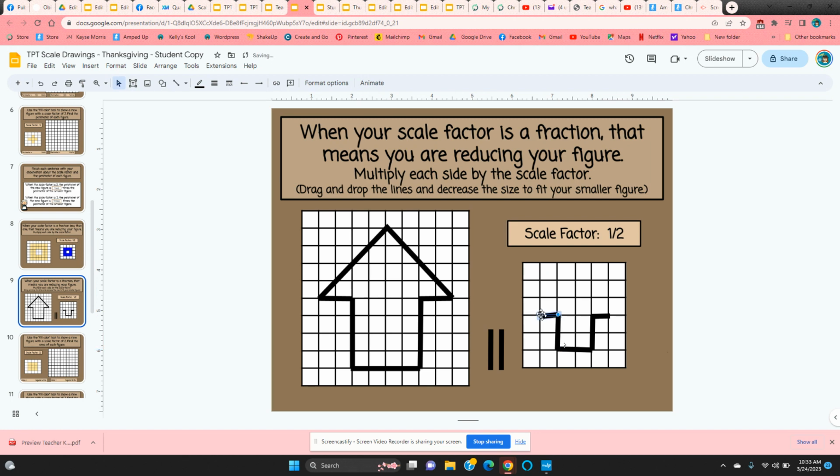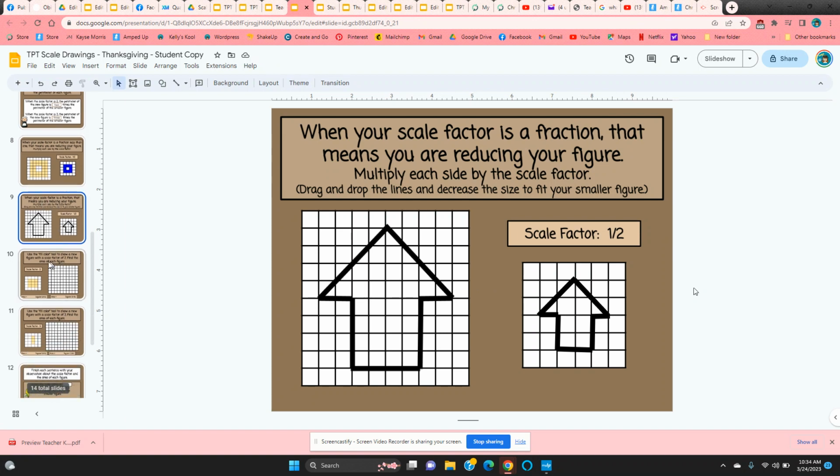To get that arrow at the top, you want to count from the bottom. On this figure, it's 1, 2, 3, 4, 5, 6, 7, 8 units. If you divide by 2, this one will be 4 units to the peak of the arrow. All you need to do is move your line to that point and then connect. That's why you want to do this one last. Students might want to take some time playing with this and learning how it works. Now you have a scaled down figure with a scale factor of 1/2.